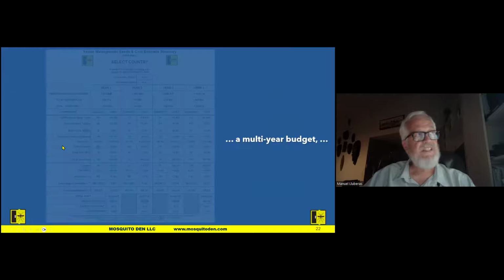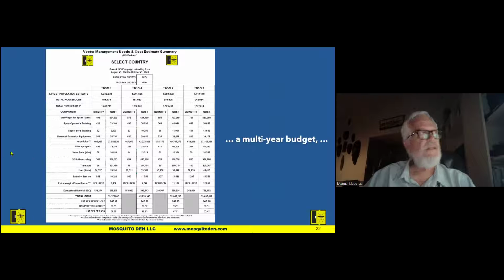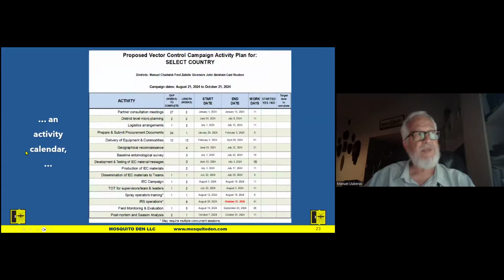It will generate a multi-year budget. It will have an activity calendar based on the end date of the campaign. And because you put these parameters in the first few pages, it calculates the date of all of these events that need to happen before you actually deploy the teams for the IRS campaign. You need to have partner consultation meetings, district micro planning, entomological surveys, conduct an IEC campaign, actually conduct the operation, and afterwards, you need to evaluate what happened.